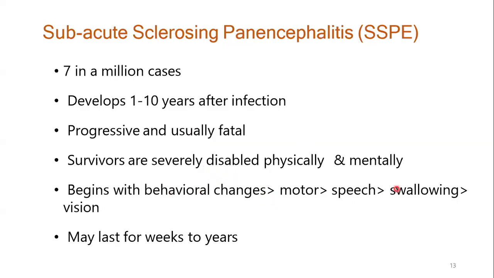Then it goes to motor. So motor refers to how you're moving. So motion. So you lose motor function. So if it's your hands, your legs, and then it goes to speech, then it affects your swallowing, then finally your vision. You become blind. It may last for weeks to years.